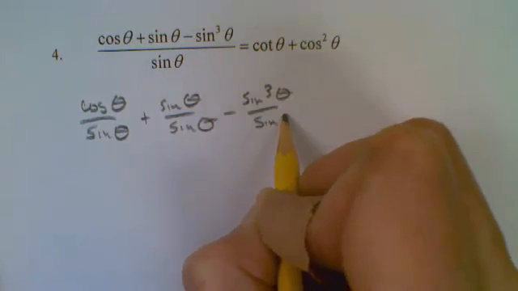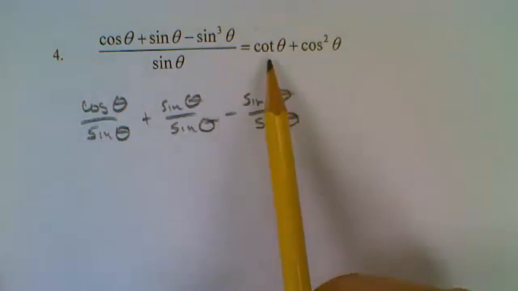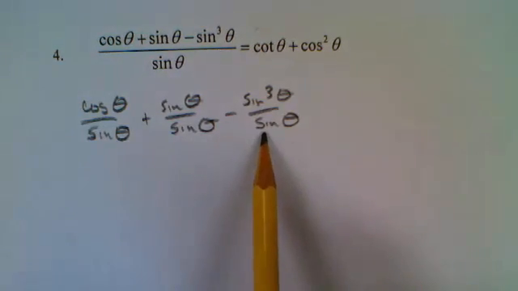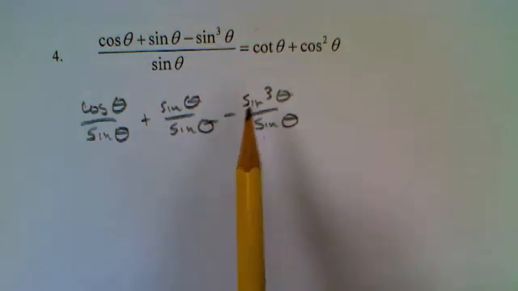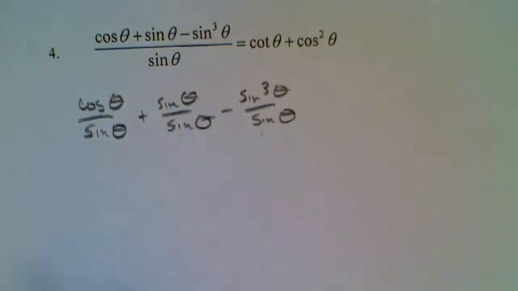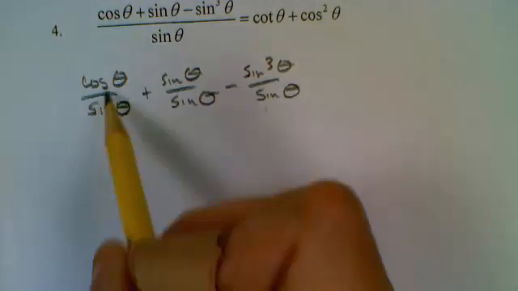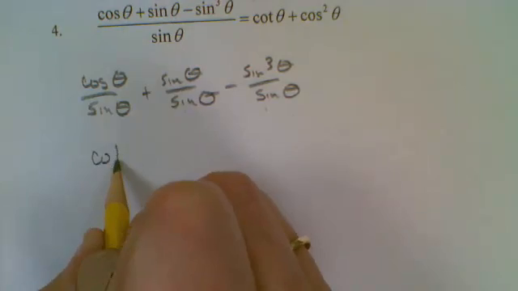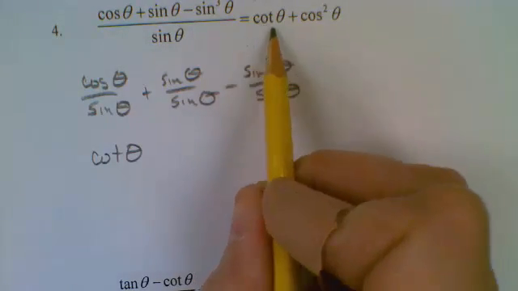Now I do know I want to get to 2 terms, so at this point I'm still at 3, so I'm thinking at some point we have to combine something later. But this would be a good start, just to write that as each of those over sine. Cosine over sine is cotangent, and that's good. That's what we wanted. We wanted a cotangent.